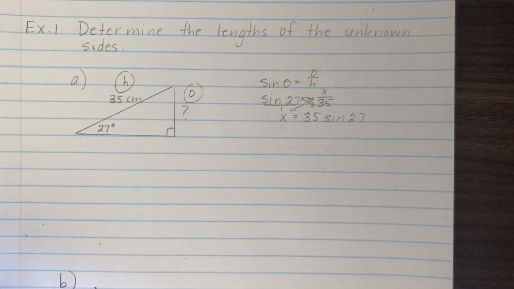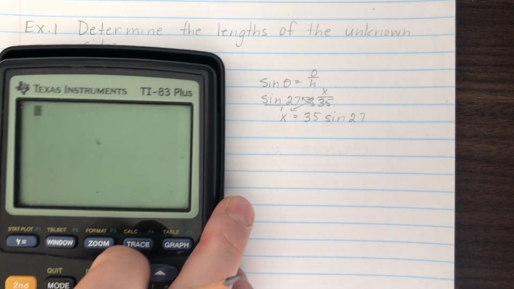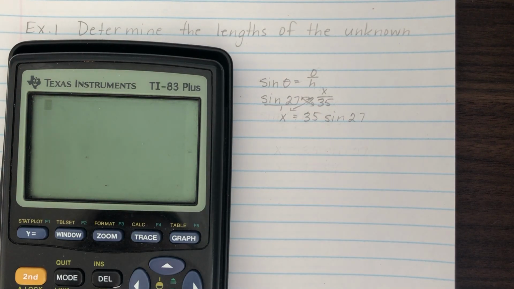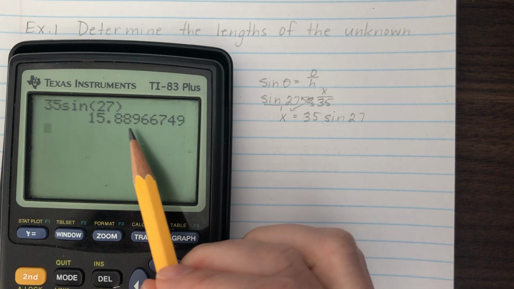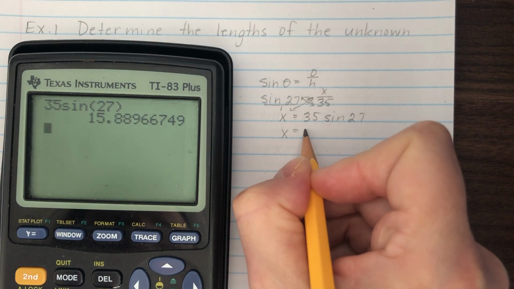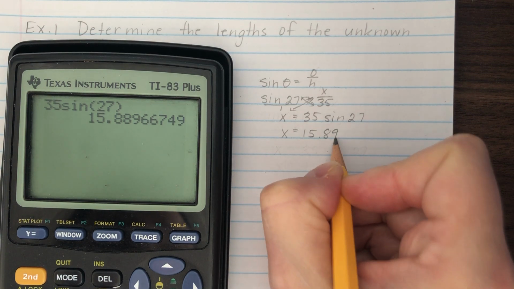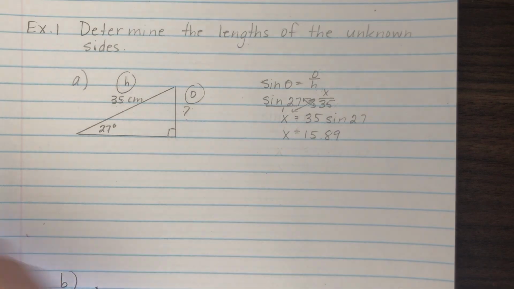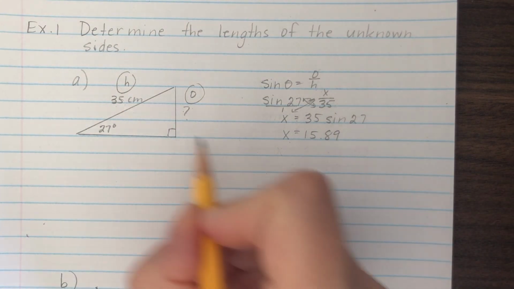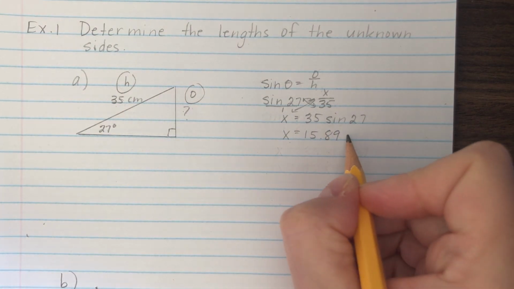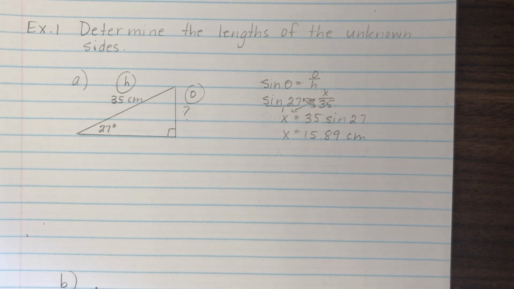And then you just simply use your calculator, make sure your calculator is in degree mode. So we have 35 sine of 27, giving us an answer of 15.89 when rounded to 2 decimal places. Now make sure you include the units. If the hypotenuse was in centimeters, that means the side that we're asked to find will also be in centimeters.